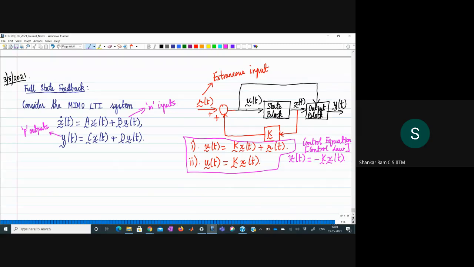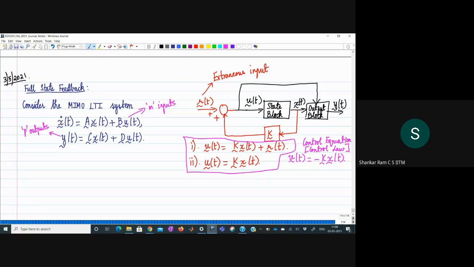All right, so that is the basic description of the system. Once again, to recap, we are considering the multi-input, multi-output system whose governing equation is given by x dot equals ax plus bu, y equals cx plus du. We have m inputs and p outputs.